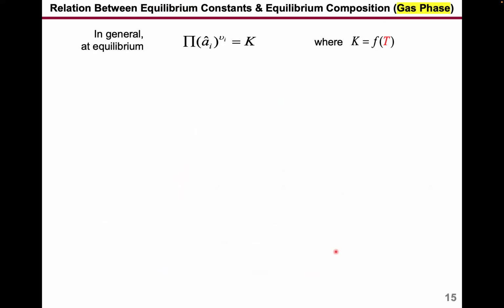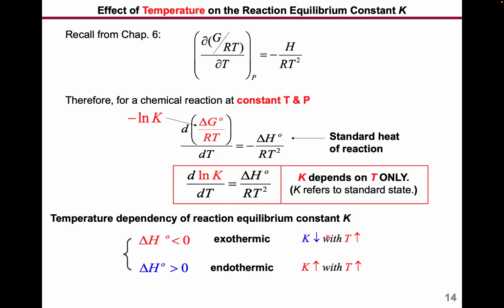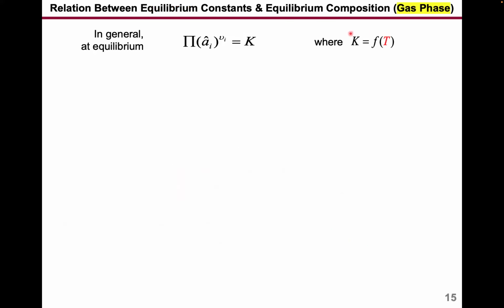All right, so coming back, now we understand the temperature effect on the reaction equilibrium constant. Now we want to understand the relationship between the equilibrium constant and the equilibrium composition. First, we can look at the gas phase, for example. Coming back to this equation, this equation is always true. You just derive it from chemical potential for equilibrium.